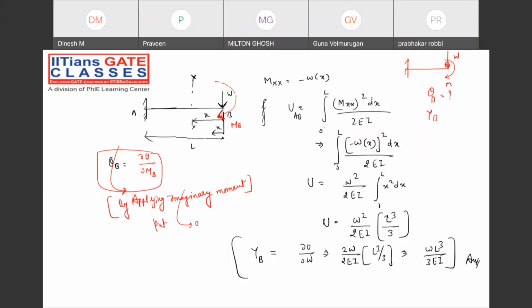Now we can solve the particular problem that has been allotted to us. We can cross check whether the answer from the moment area method and from this Castigliano's method is the same or not. Yes or no? That is 14 PL cubed divided by 81 EI, right? Yes or no, guys? Now, once it is done, let me know.